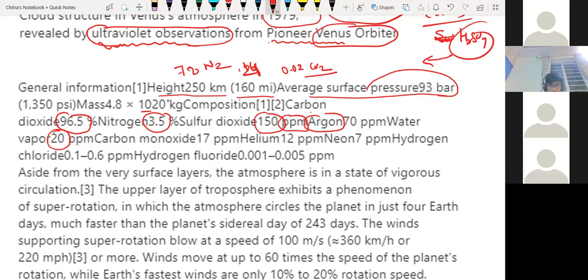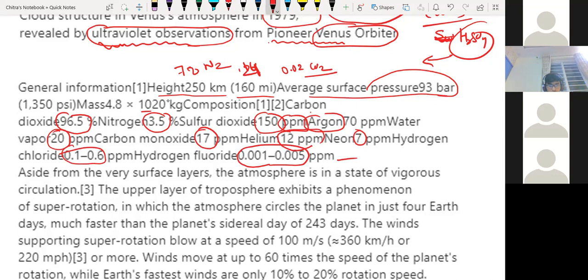Carbon monoxide is about 17 ppm. Then we have helium at 12 ppm only, and neon 7 ppm. Hydrogen chloride, HCl, is about 0.1 to 0.6 ppm. Hydrogen fluoride is 0.001 to 0.005 ppm. You know now what ppm is? It is particles per million.